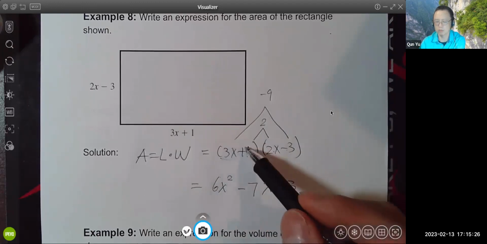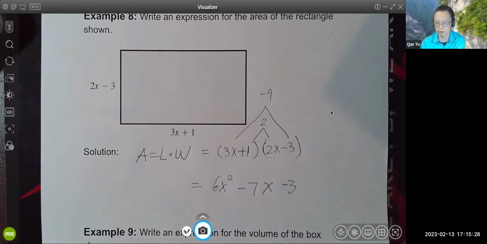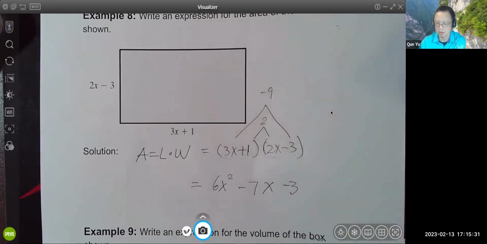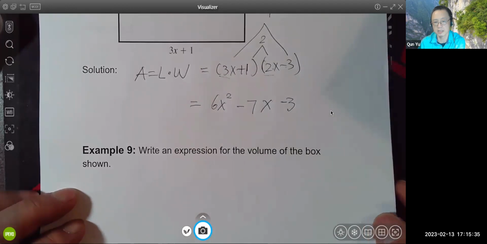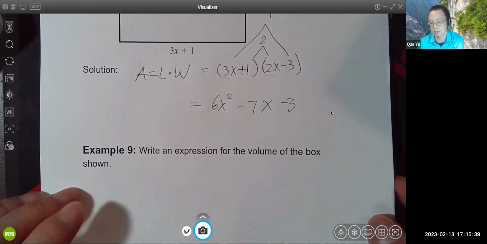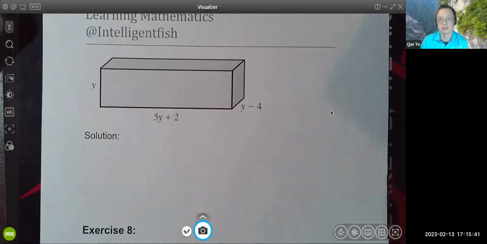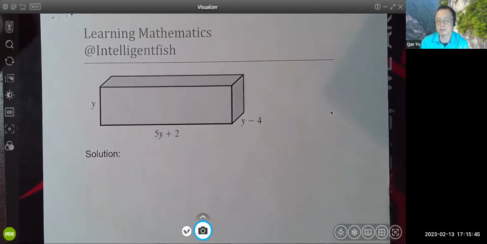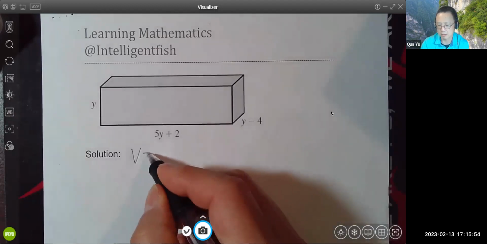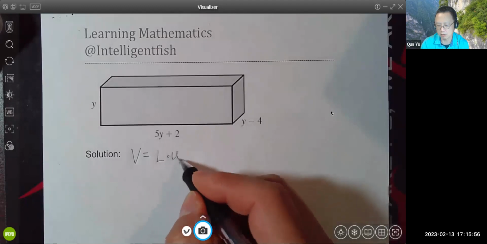Sure, you can do distribution. It's totally up to you. Now, the final example we have for this video is: write an expression for the volume of the box shown below on the next page. So we have this. And really, there's no fundamental difference from the previous one, except we have 3 expressions to multiply together instead of 2. So volume of a box equals length times width times height.